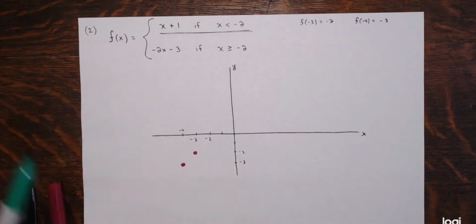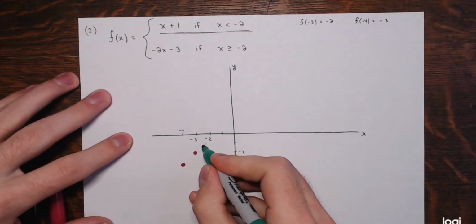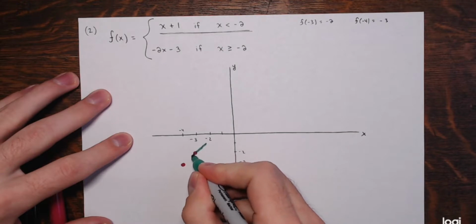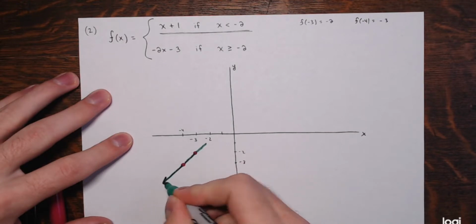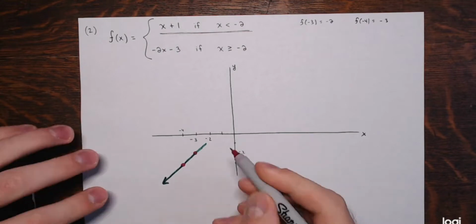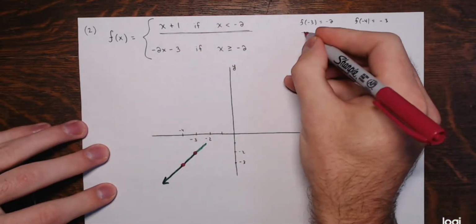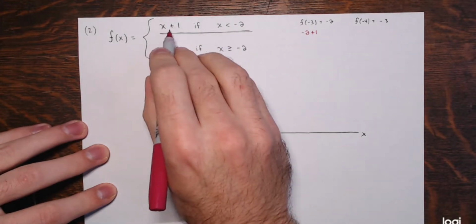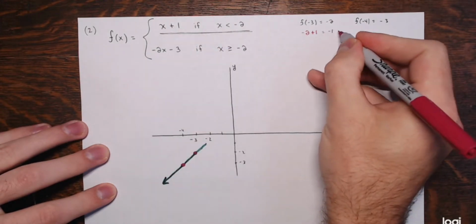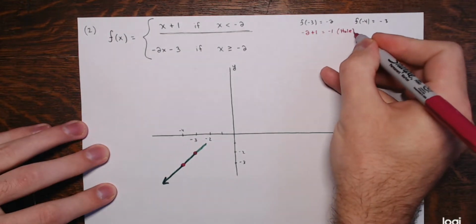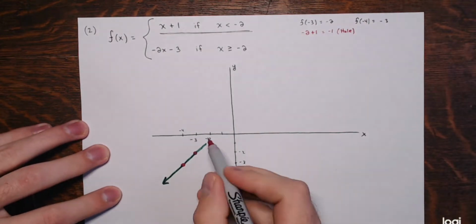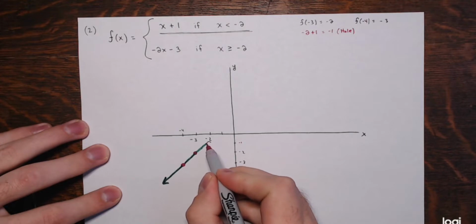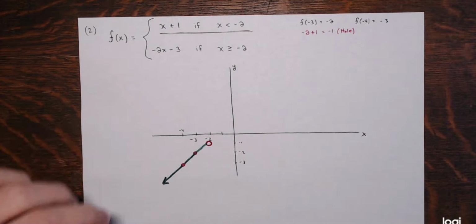And the rest of it should be the rest of this line, right? Up until you hit x equals negative 2. So just that piece of the line. Now, when you plug in negative 2 to the top piece, negative 2 plus 1 is negative 1, but there's going to be a hole. Don't forget, there's going to be an empty point. So negative 2, negative 1, empty point, and that's where the graph of this line is going to stop, at that empty point.